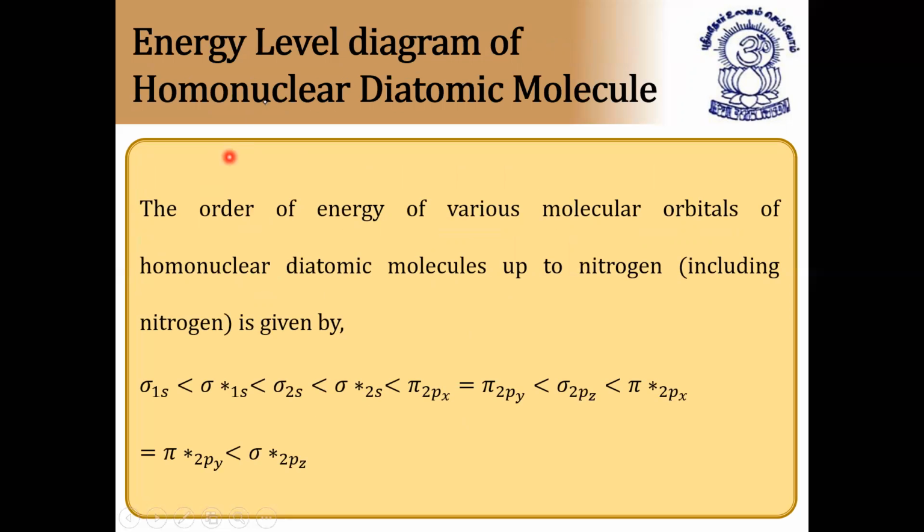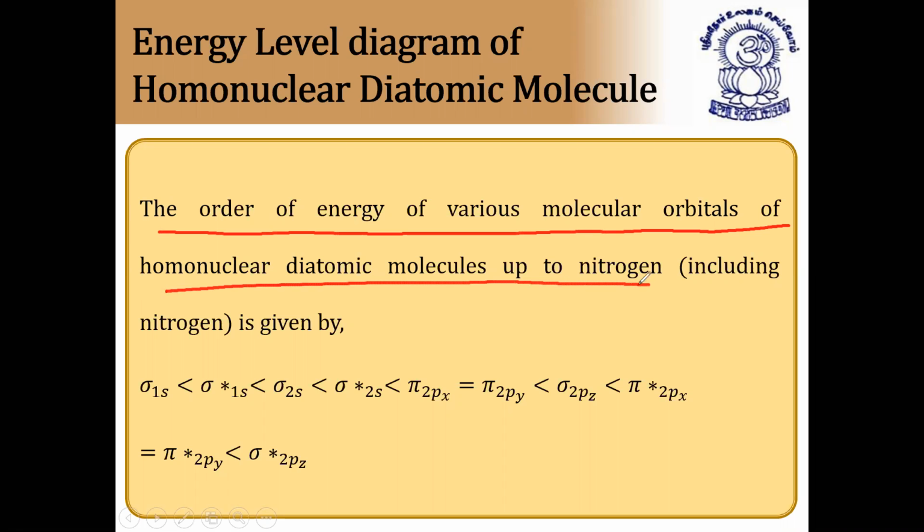Now, from here it is very, very important because they'll definitely ask in examination, write the molecular orbital configuration of different atoms. The order of energy of various molecular orbitals of homonuclear diatomic molecules up to nitrogen, including nitrogen, is given by sigma 1s, sigma star 1s, sigma 2s, sigma star 2s, which is less than pi 2px and pi 2py. These two are equal because they are degenerate. Then sigma 2pz, pi star 2px equal to pi star 2py, which are also equal, and sigma star 2pz.